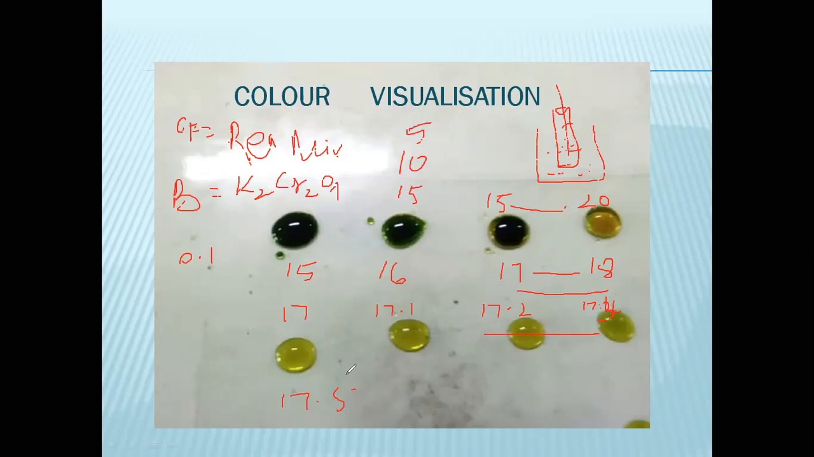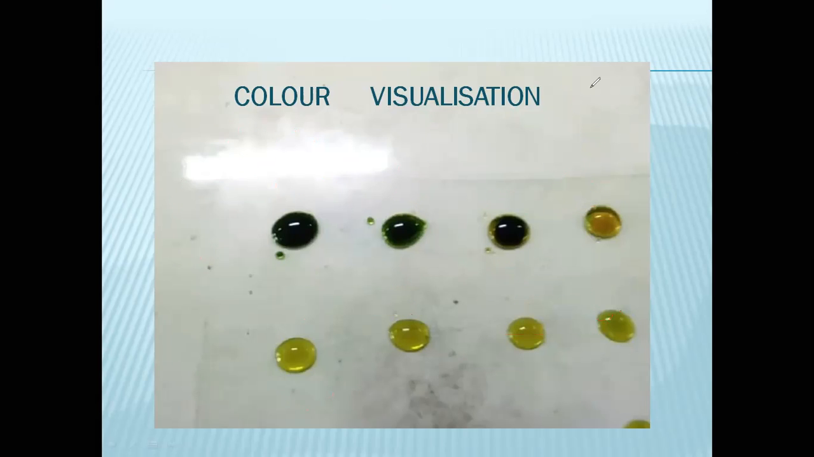17.3 is the exact amount of K2Cr2O7 required for the complete oxidation of ferrous to ferric. Right? This is the procedure that we will adopt. Okay, I think you have understood this, and let us move on.